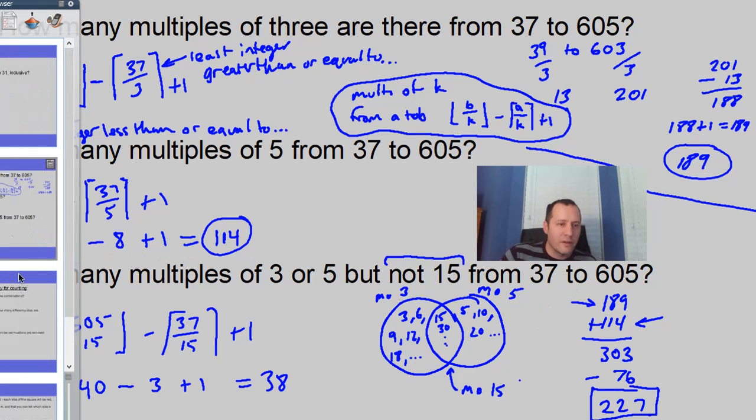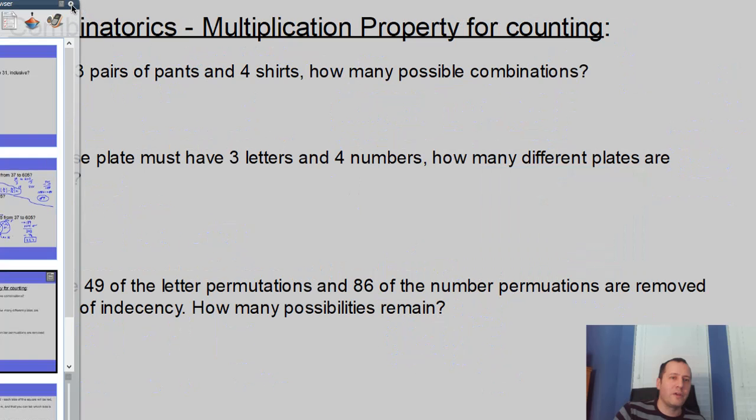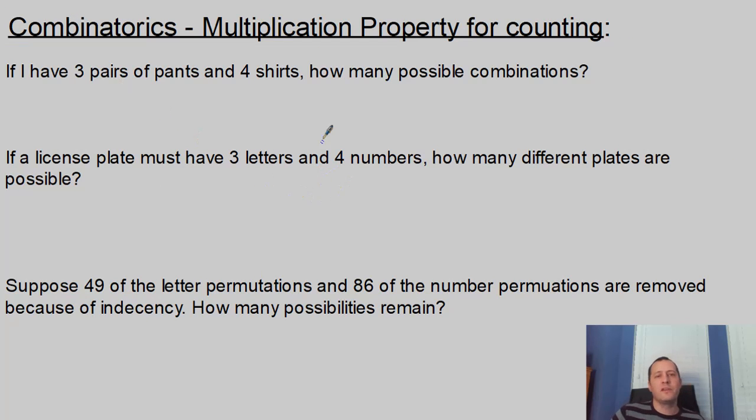All right. I think I've got, well, yeah, one more for this setup here. We're going to look at one more property now for counting. We're looking at something called the multiplication property. And this property says that if you have A ways of doing one thing and B ways of doing another thing, you want to know the total number of ways of doing both things together, you multiply, right?